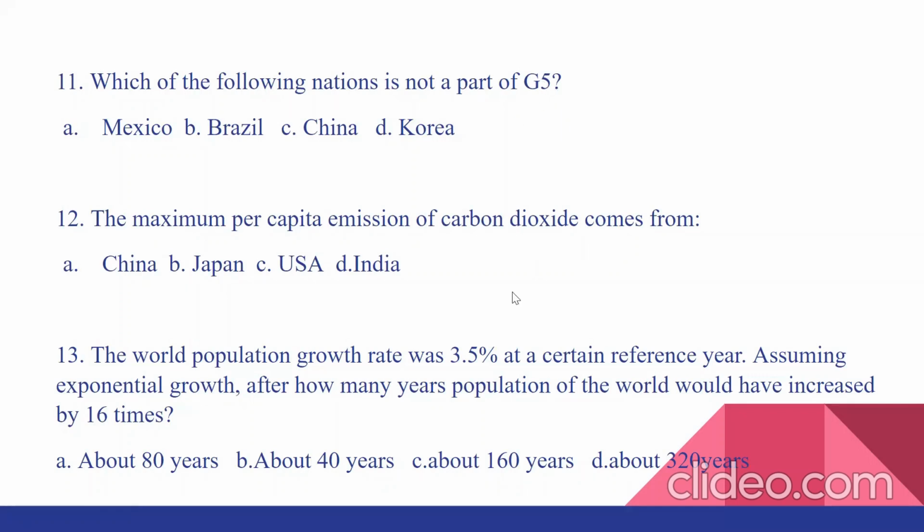The maximum per capita emission of carbon dioxide comes from, options are China, Japan, USA, and India. And the answer will be USA because we all know that most developed nations have people living a rich life and their carbon footprints are way higher than the developing nations, and USA being the most developed nation, the carbon footprint of every resident, every citizen of USA is way more than people living in China, Japan, and India. And that's why the per capita emission of carbon dioxide is maximum from USA.